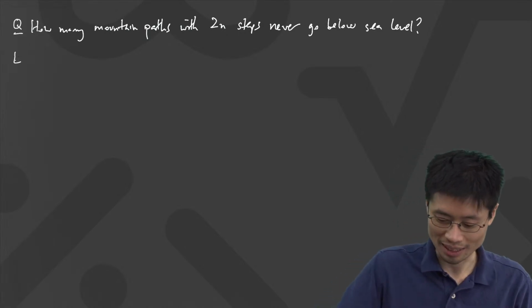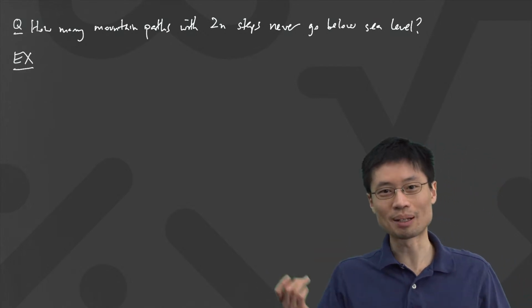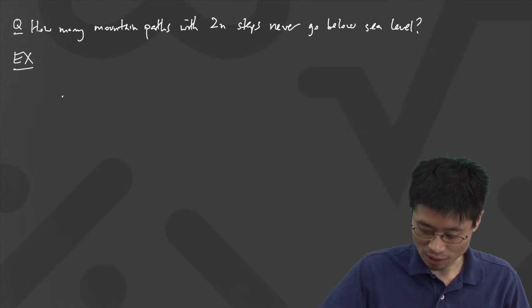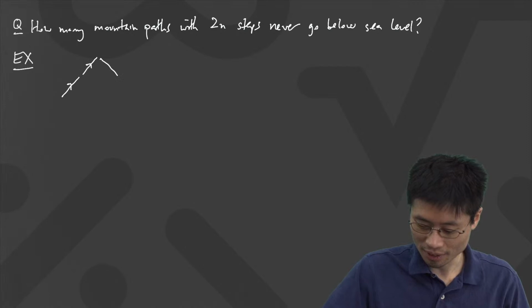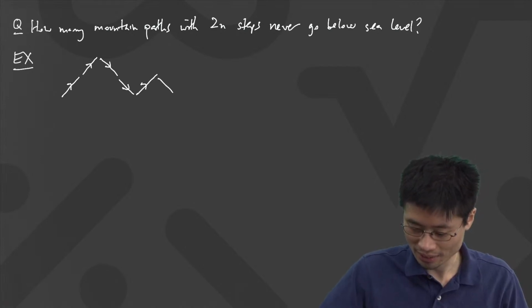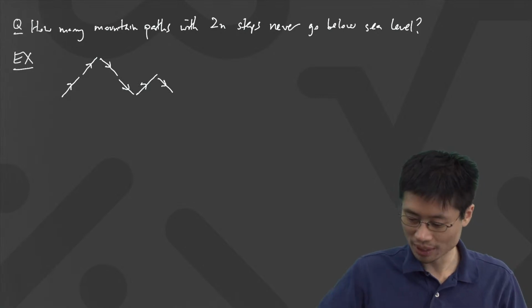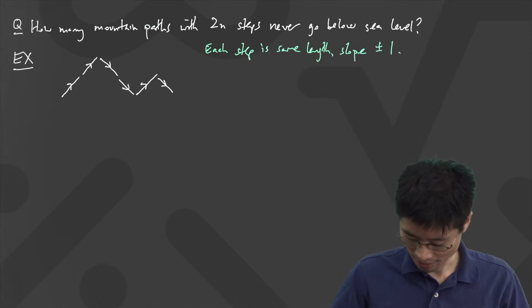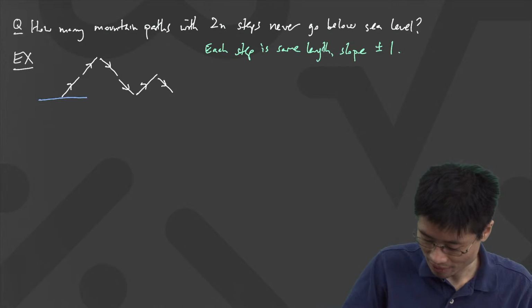And I need to put an example of what in the world I even mean. So what's a mountain walk? A mountain walk means that you're going to go diagonally. Everything is slope 1 or slope minus 1, and every walk takes a step which is the same size, like this. So each step is the same length and has slope plus or minus 1. And the sea level is here, where you started.